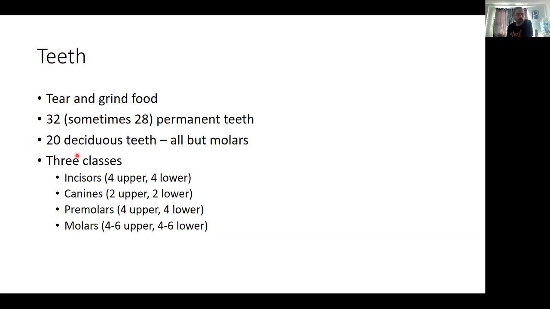You have 20 deciduous teeth. And the difference between the permanent and deciduous counts is that the molar teeth, the ones way in the back, do not replace. They are not deciduous. You get one shot at a molar.